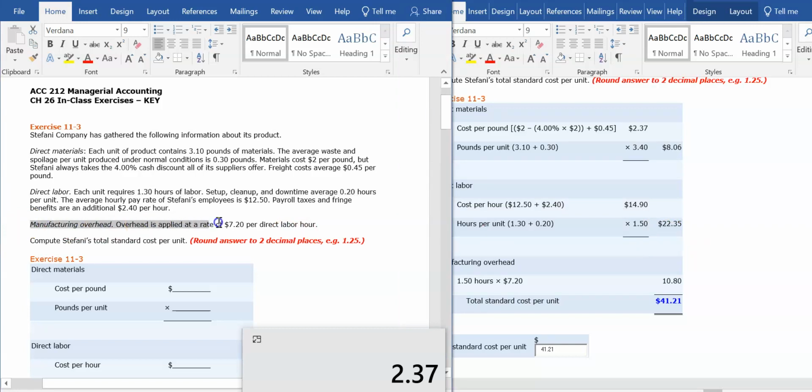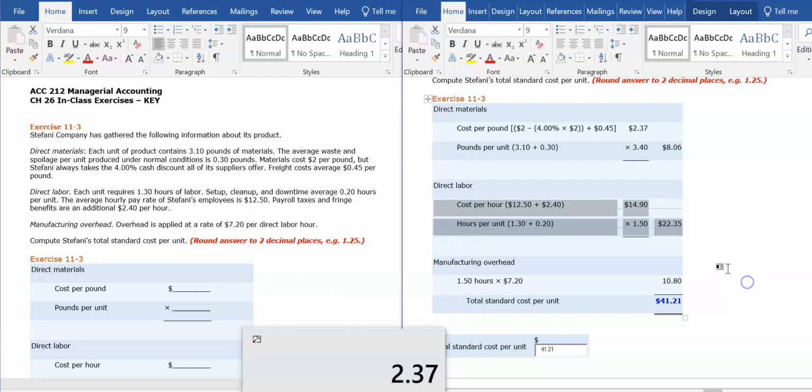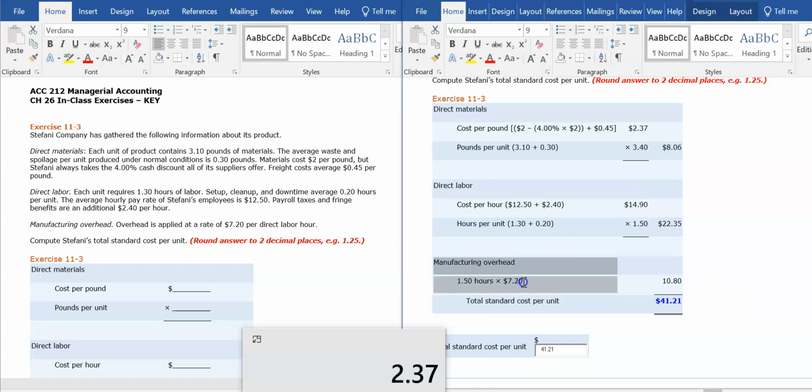Finally, manufacturing overhead is applied at a rate of $7.20 per direct labor hour. We just figured out that the standard was 1.5 hours per unit. To come up with the standard indirect or overhead cost of producing each unit, we multiply the 1.5 standard labor hours times the application rate of $7.20.